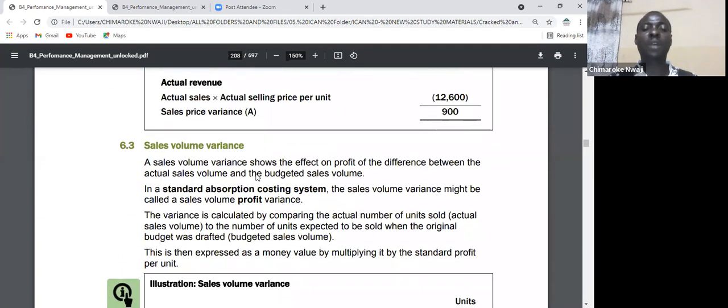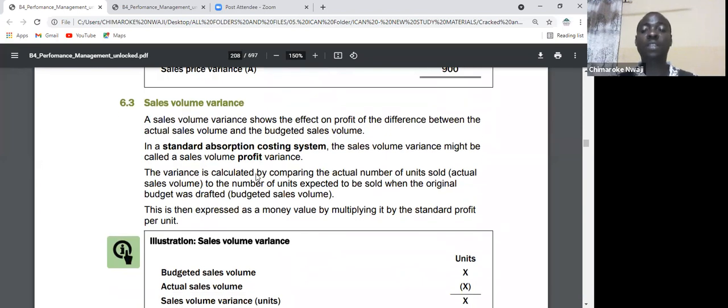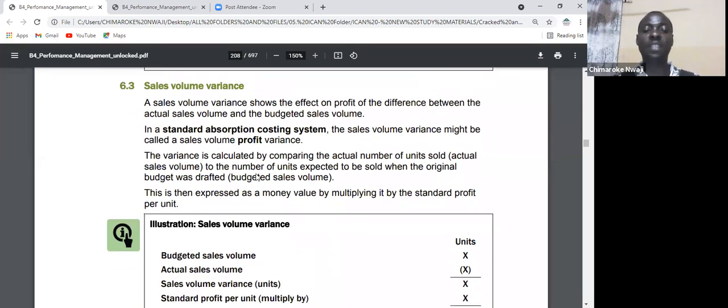Okay, so what about sales volume variance? We've seen sales price variance. Now, sales volume variance, take note. A sales volume variance shows the effect on the profits of the difference between the actual sales volume and the budgeted sales volume. So we are going to be looking at what is the effect of the difference in volume on the profits. In a standard absorption costing system, the sales volume variance might be called a sales volume profit variance. So you'll be saying either profit in our formula or contribution margin.